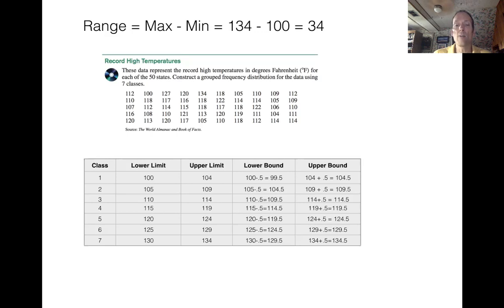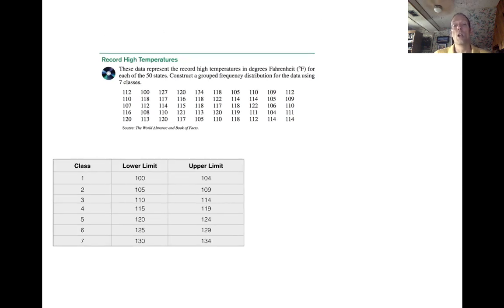Okay, so now that I have my upper and my lower bounds, I'm going to remove those. I'm going to use them again. I'll bring them out when I start to build my histogram. Right now, I'm going to remove them just to clean things up. And what I'm going to start to work on is my frequency.